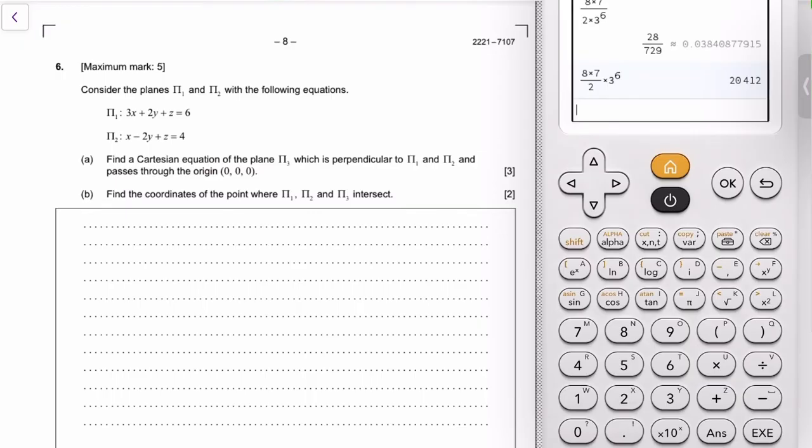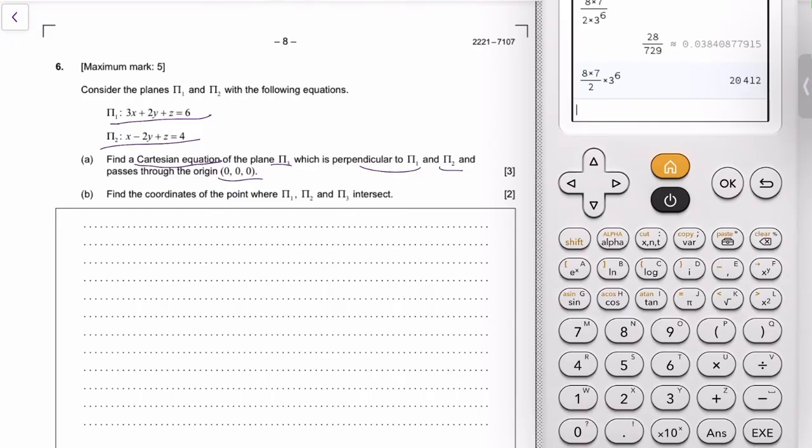Okay, finally we have a worthy question. Finally an actual question with two planes in Cartesian form. So what will be a third plane which will be perpendicular to both plane 1 and plane 2 and pass through the origin? And they want the Cartesian form.